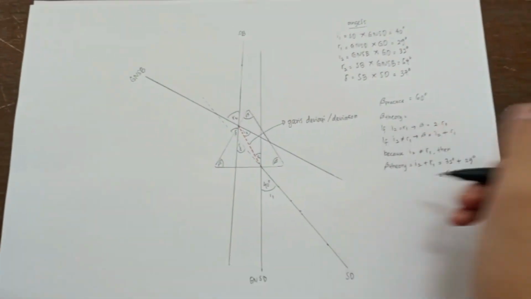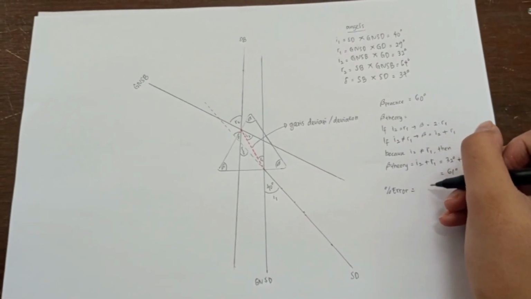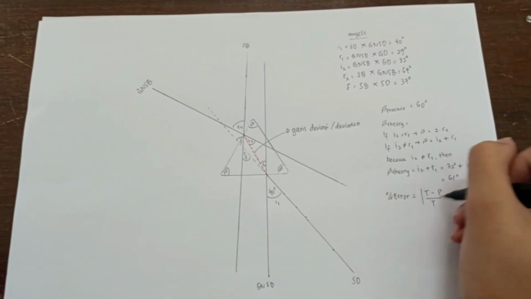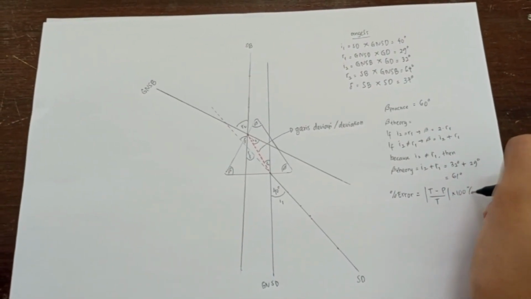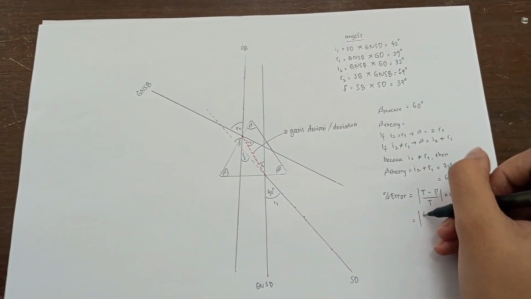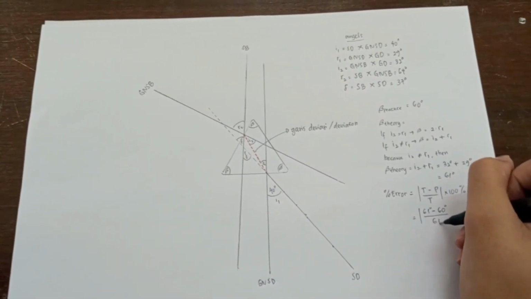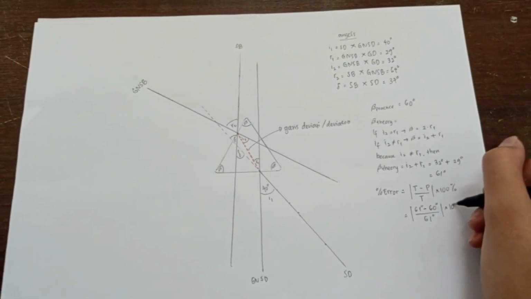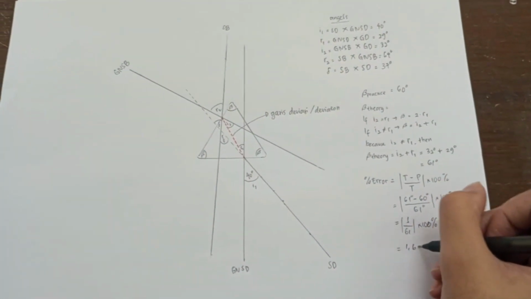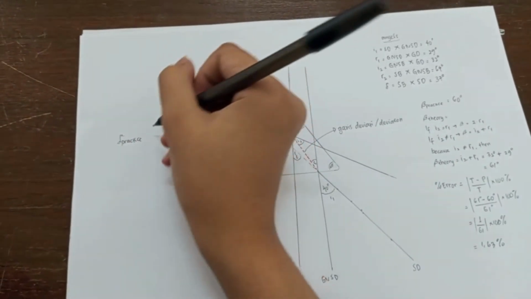Because the practical and theoretical beta values are different, we must find the percent error. Percentage error is calculated by the formula: theory value minus practicum value, then divided by theory value, then multiplied by 100%. 61 degrees minus 60 degrees equals 1, divided by 61 and multiplied by 100%. Then the percent error is 1.63%.